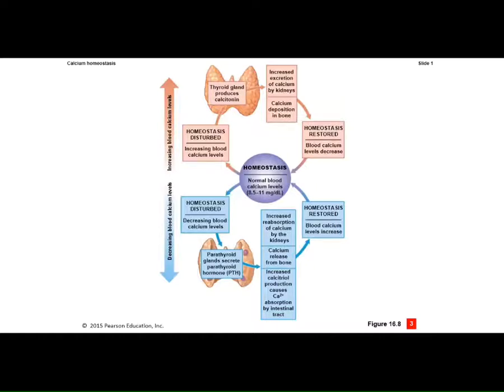So here's the connection between the two. This is a nice chart to pull the whole story together. So we're looking at the thyroid gland producing calcitonin. This is all about calcium in this story. So at the very top, we're talking about the thyroid gland producing calcitonin. On the bottom, we're referring to the parathyroid gland secreting the hormone PTH.